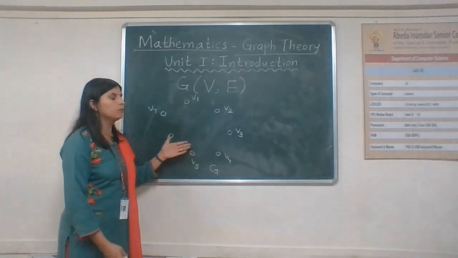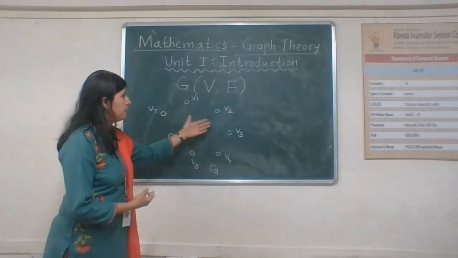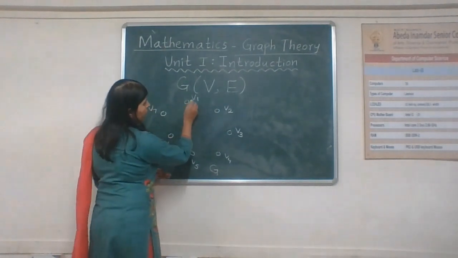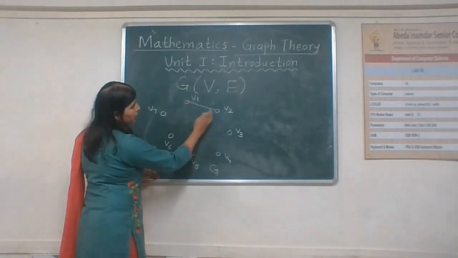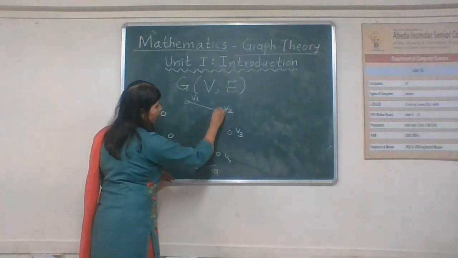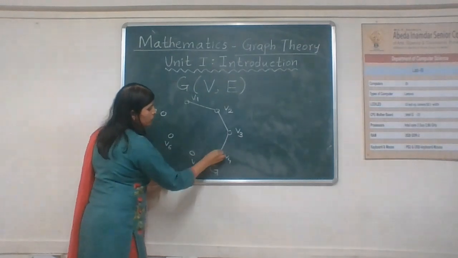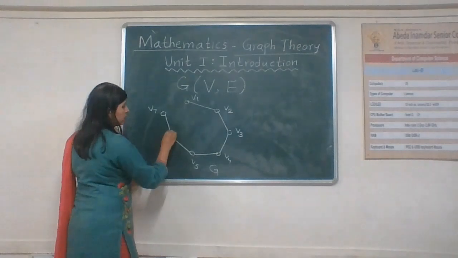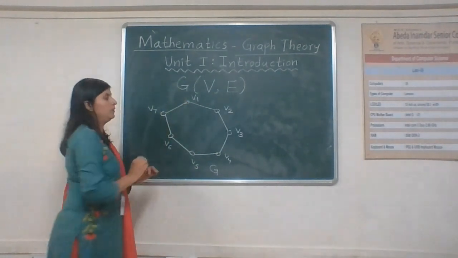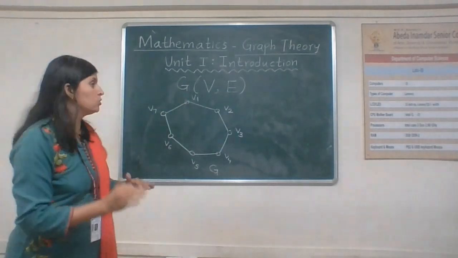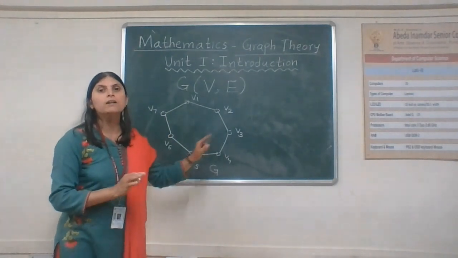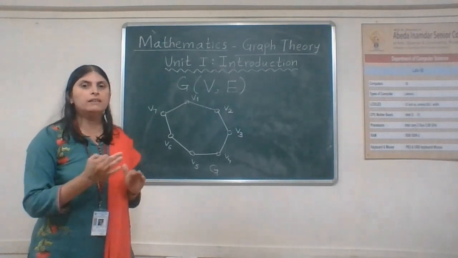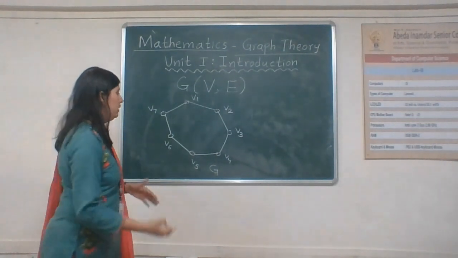Now you can join some of the vertices by line segments. These line segments are called edges. In this way you can construct many graphs. So I am joining V1 and V2, these two vertices, V2, V3, V3, V4, V4, V5, V5, V6, V6, V7, V1, V7. It is not necessary that you join every two vertices by a line segment. You can join any two vertices by a line segment, and that line segment is nothing but an edge of that graph.